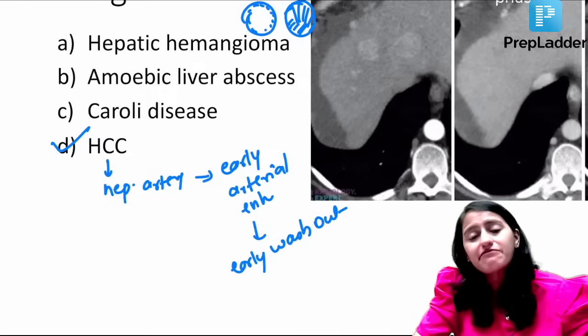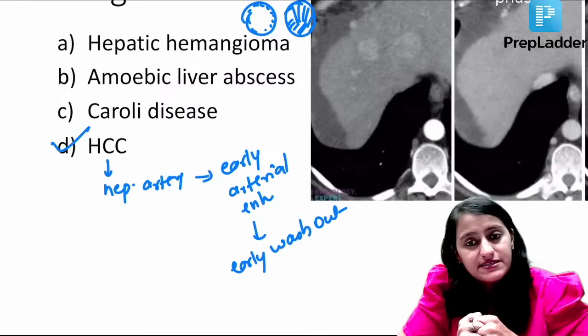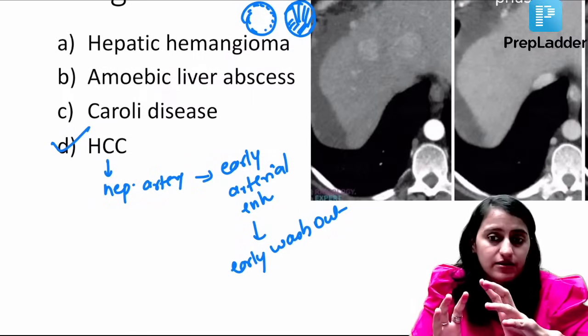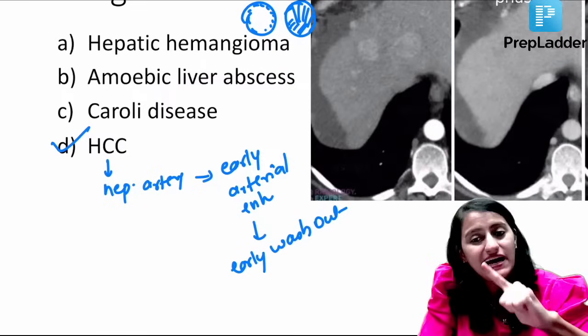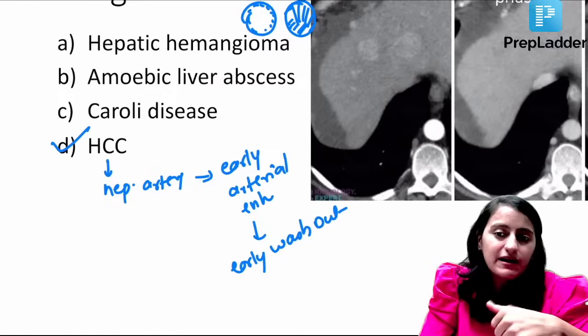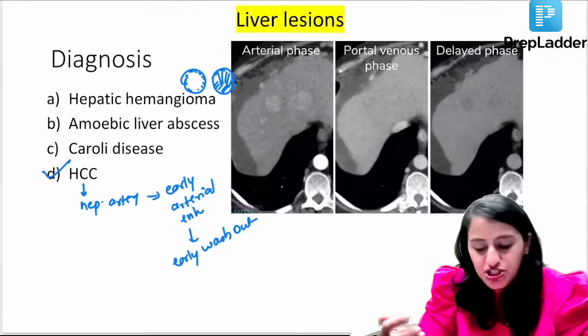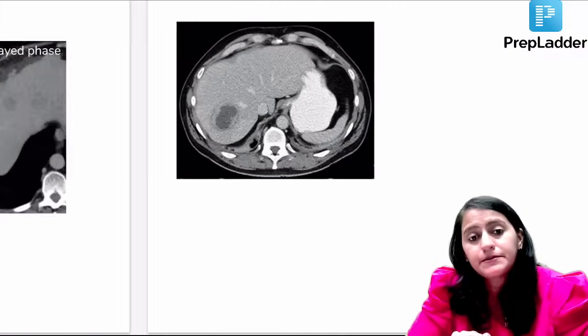FNH, remember, the differential of FNH is fibrolamellar carcinoma, the variant of HCC. Both of them are differentials because they have the central stellate scar. So if in the liver lesion you have central stellate scar, then you think of FNH and fibrolamellar carcinoma. You can do MRI or a sulfur colloid scan to differentiate that. Okay? So early wash in, early washout, it's going to be HCC. That is what you have to remember.